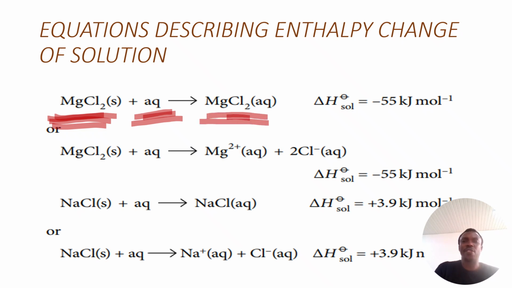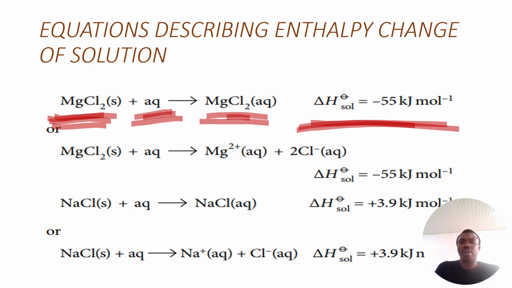So we'll talk about infinitely dilute solution. That means the solvent is in excess. It's just like dissolving a cube of sugar in a drum of water. You're going to form a very dilute solution because the solvent is in excess. So the enthalpy change of solution of magnesium chloride is an exothermic process.